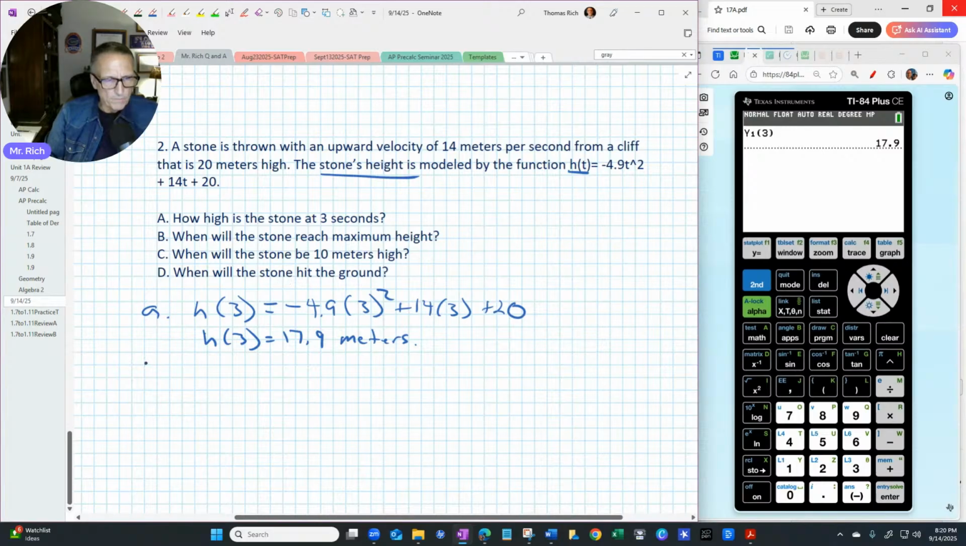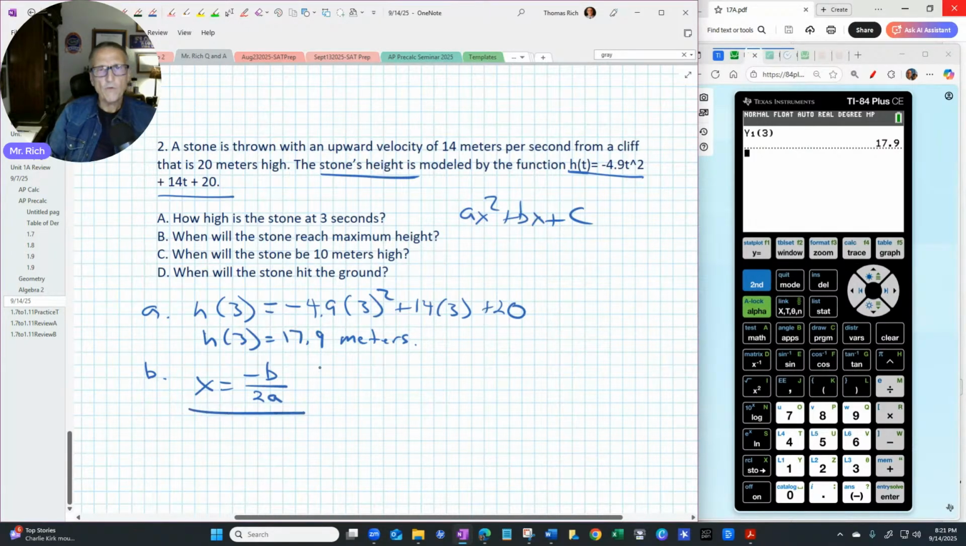The next question, part B, says, when will the stone reach its maximum height? I'm going to show you how I would do this just knowing about standard form of a quadratic. One of the things you should know about quadratic functions that are written in standard form, which is what we have here, ax squared plus bx plus c, is that the vertex is going to be at negative b over 2a. That is a formula for what we call the axis of symmetry for the parabola if its equation is written in standard form.